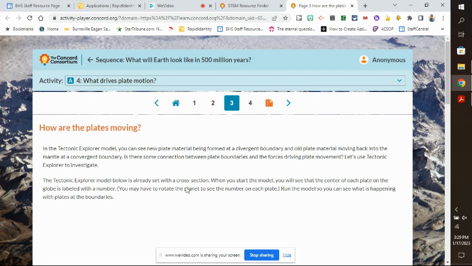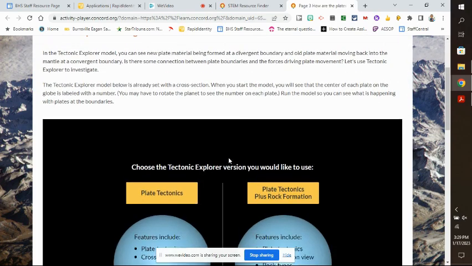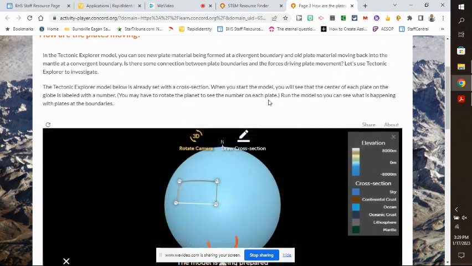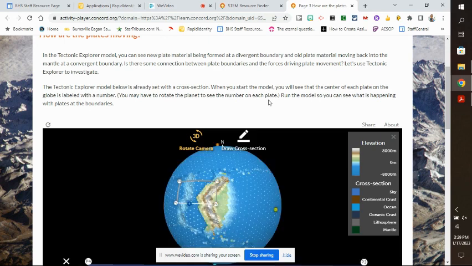How are plates moving? This says in the Tectonic Explorer model, you can see new plate material being formed at a divergent boundary and old plate material going back into the mantle at a convergent boundary. Is there some connection between plate boundaries and the forces driving plate movement? Let's use Tectonic Explorer to investigate. The Tectonic Explorer model is already set with the cross section.